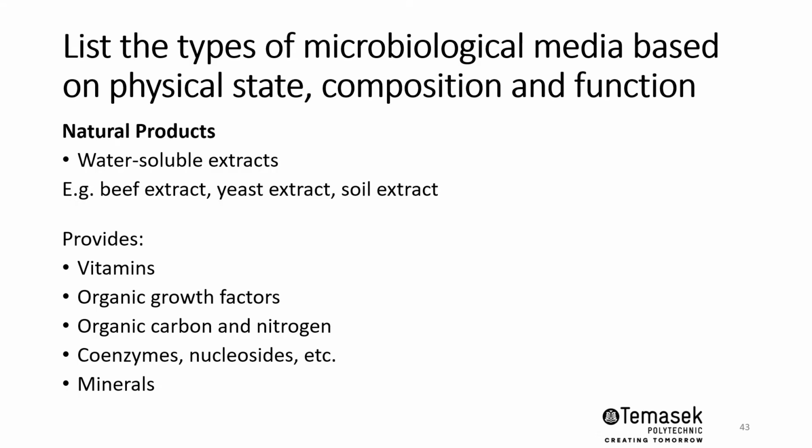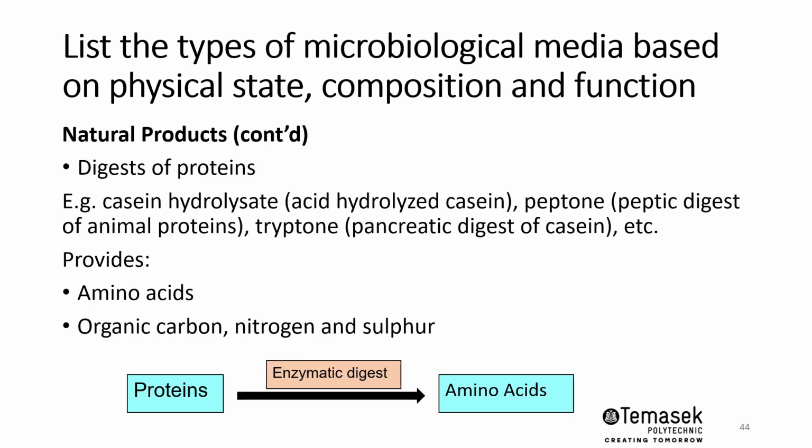Natural products themselves can also be digests of proteins. These might be, for example, casein hydrolysate, peptones, tryptophan. These provide essential amino acids as well as organic carbon, nitrogen, and sulfur. Once a protein has been digested, it forms amino acids, which are the building blocks of proteins. So for digests of proteins found inside natural products, we will be able to know its constituents, but we will not know its exact composition.